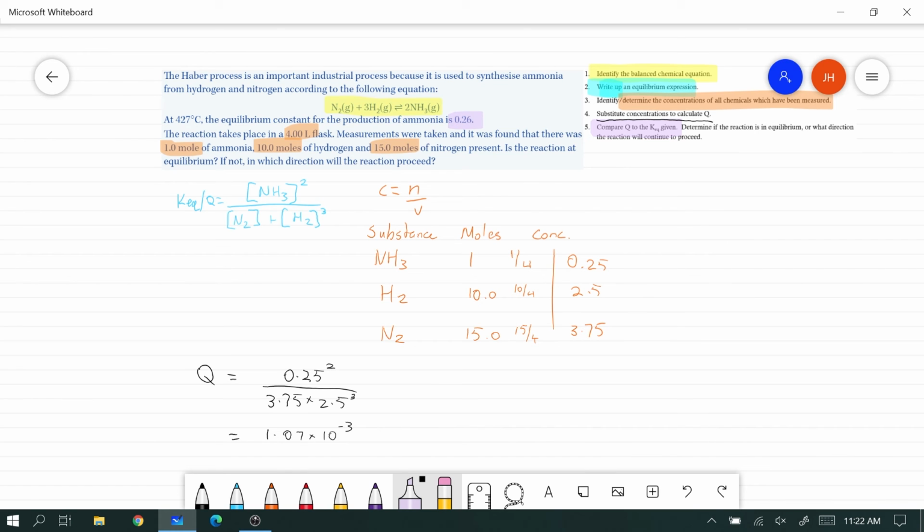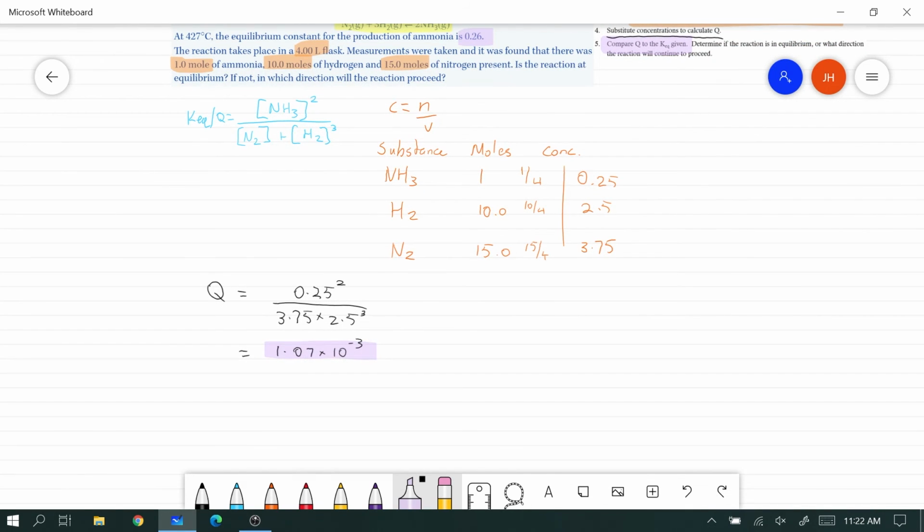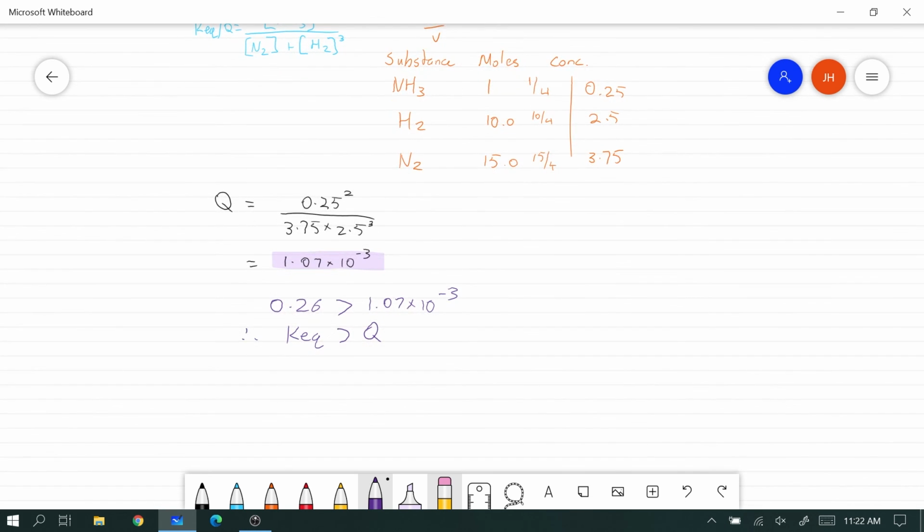So we've been given Keq and we have calculated Q. So what we can see here is that 0.26 is greater than 1.07 times 10 to the negative 3. And what that means is that the Keq value is going to be greater than the Q value. What we know from this is that if that's the case, we have a low product concentration and a high reactant concentration.